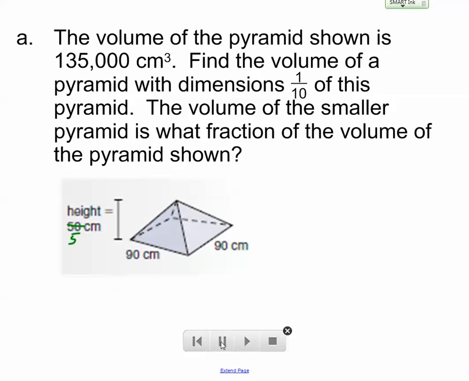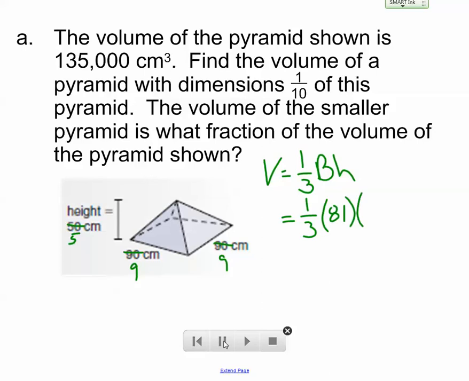So first of all, let's divide all the dimensions by 10. Okay, so the new height is going to be 5. The new base is going to be a 9 by 9 square. Okay, so the volume of a pyramid is 1/3 the area of the base times the height. The area of the base is 81 and the height is 5. Where did I get 81? Well, it's a rectangle that's 9 by 9, so that's 81.